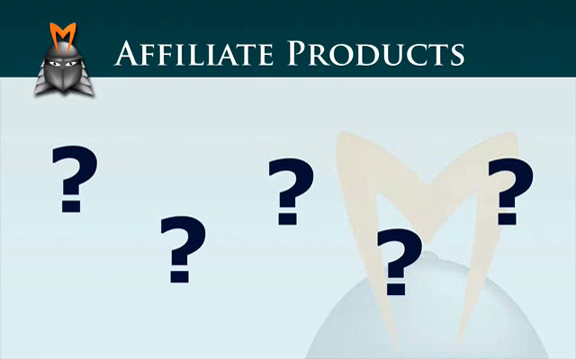In the past, trying to find affiliate products that are relevant to a niche used to be a painful and time-consuming process. But with Market Samurai's new monetization module, you can quickly assess whether there are any affiliate products available in the niches that you're exploring. So let's take a look at how it works.